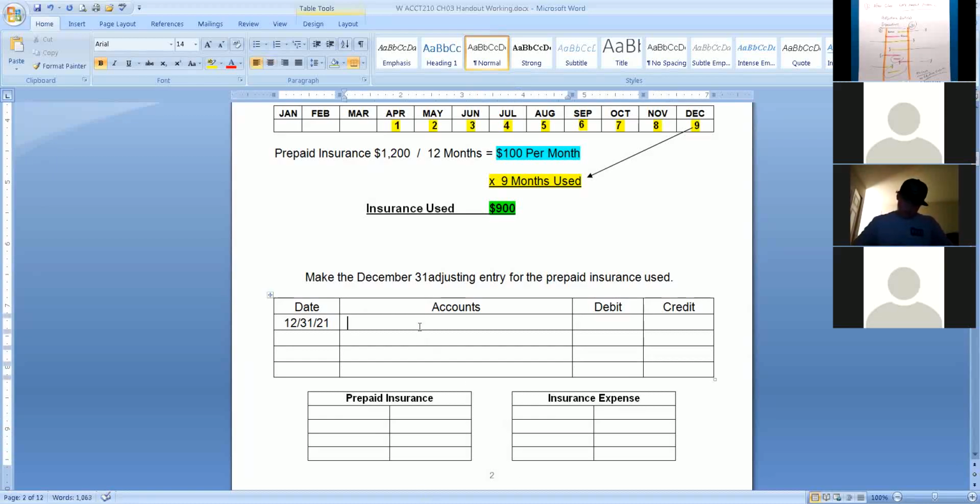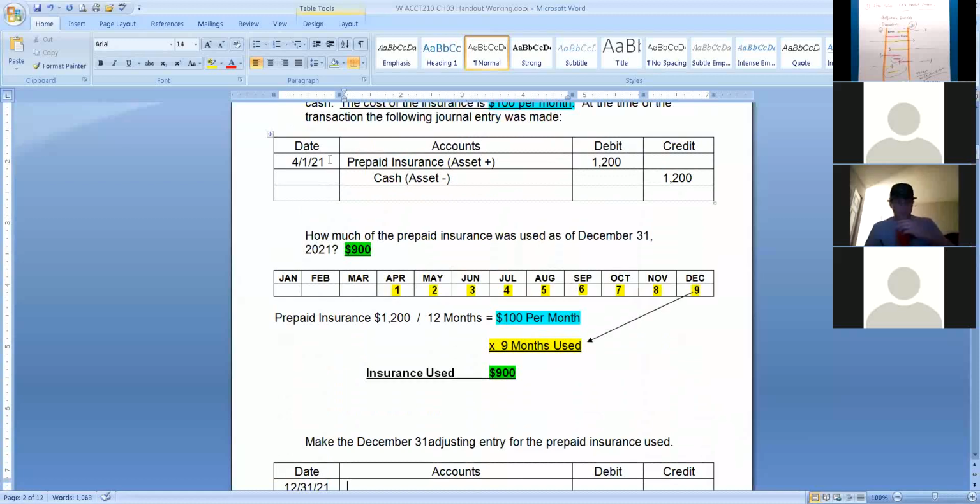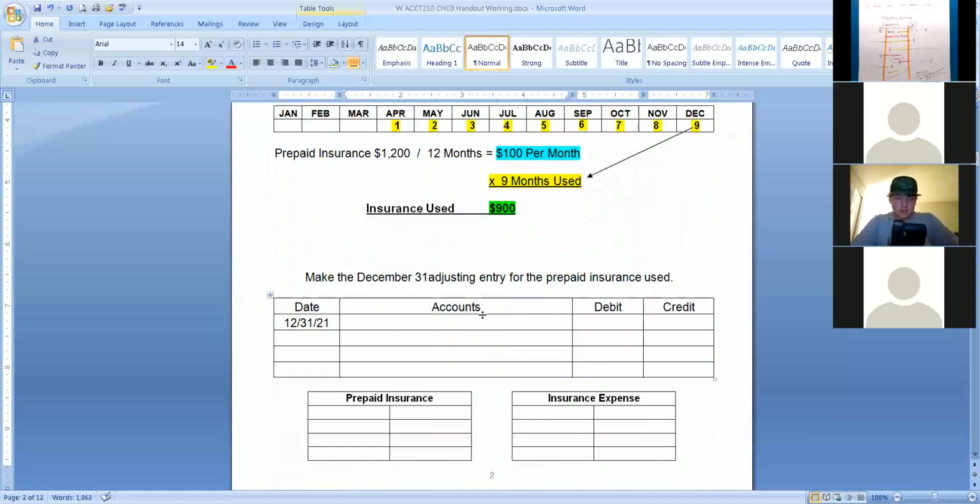Okay, so we got our two accounts. Which one is going to be the debit? Prepaid insurance? No, not in this case. Now, it was a debit when we first put it in. Up here, prepaid insurance was a debit. But now notice what we're going to do. We're going to reduce the prepaid insurance. So we're going to reduce it down.